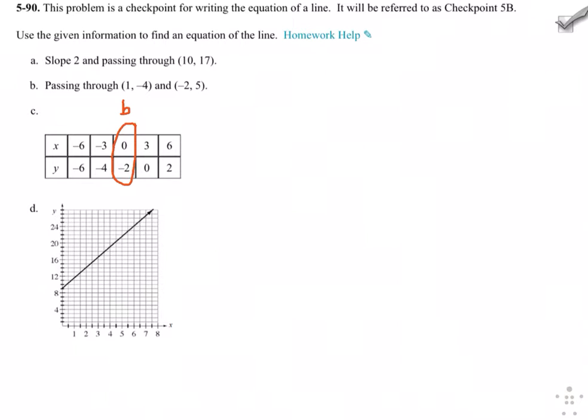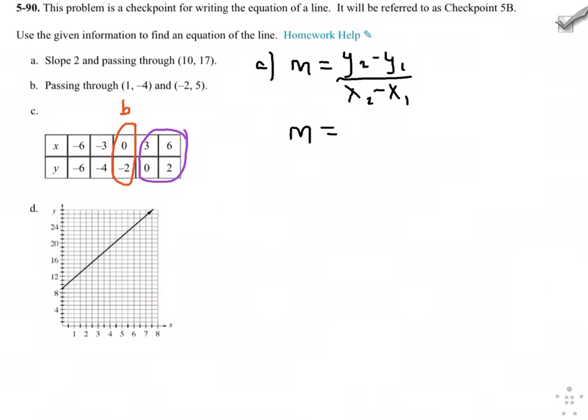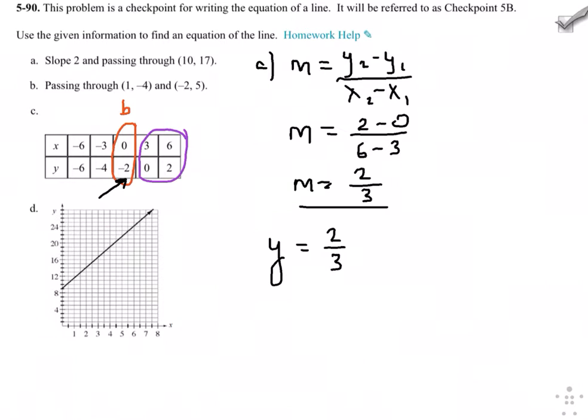Let's just use 2 of the points for the slope. We could use maybe these 2 points, right? So let's calculate the slope. So this is C. M equals y2 minus y1 over x2 minus x1. So slope equals y2 minus 0 over 6 minus 3. Slope equals 2/3. So we have the slope and we have the y-intercept, so we just write y equals 2/3 x plus b, but b is negative 2. So y equals 2/3 x minus 2.